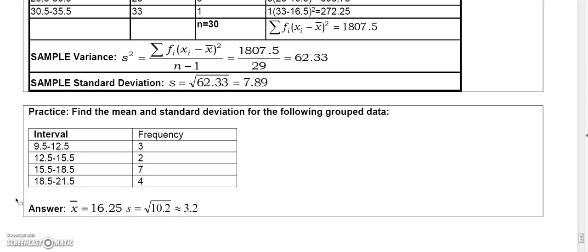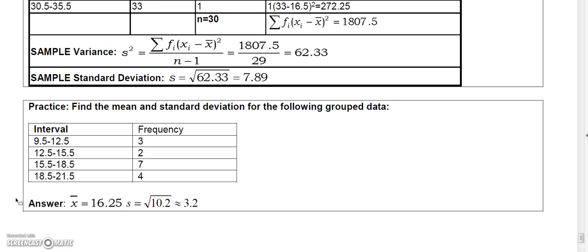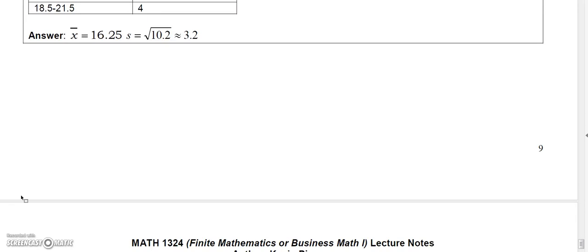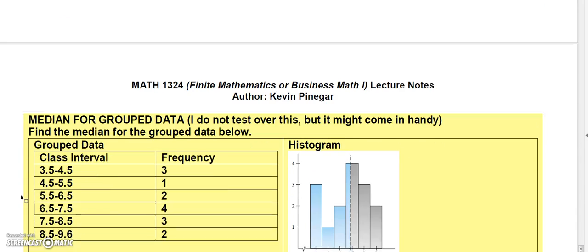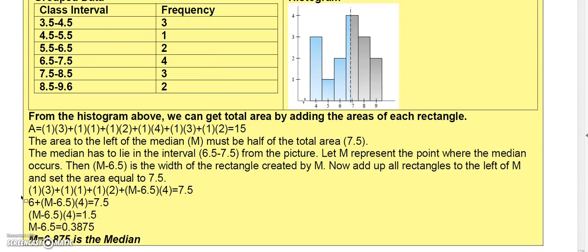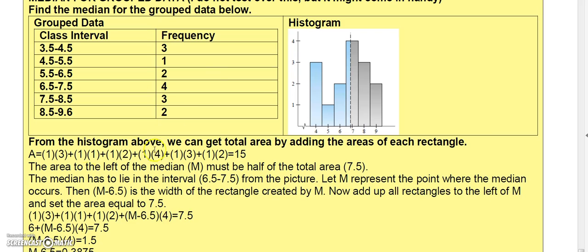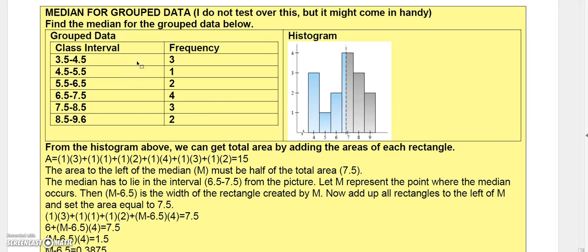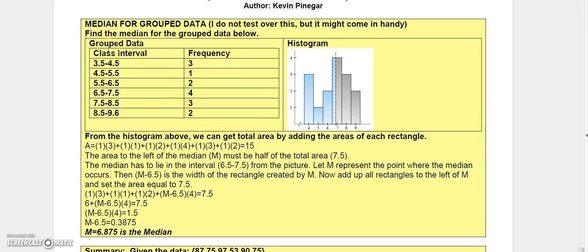Now I don't cover the next thing that I'm going to show you in this, but I'm going to show you this, and then I'll just leave it for you to look at here. And this is just a way to calculate the median for grouped data. So you can freeze the video and read this if you like.